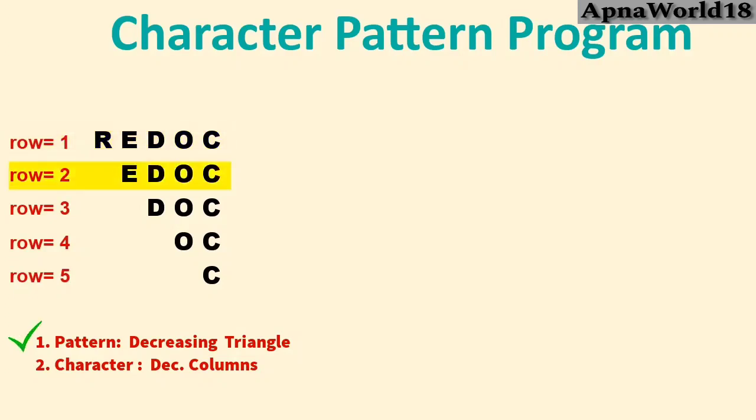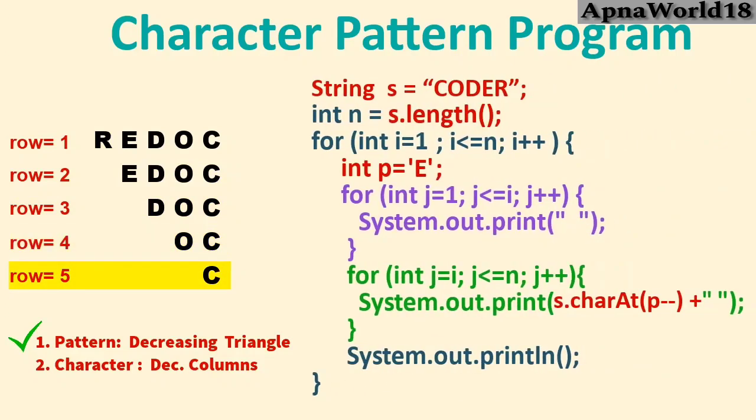But how to handle when the start value is different? Meaning every time you need to initialize p with a different character index. It should be R in the first row, E in the second row, then D, then O and then C. The print statement will still remain the same, charAt p--. How do I give it varying values? Here I will initialize another variable in the outer loop and start with 4 and reduce it by 1 every time. I will use it to initialize p every time. The logic is the same as that we used earlier.